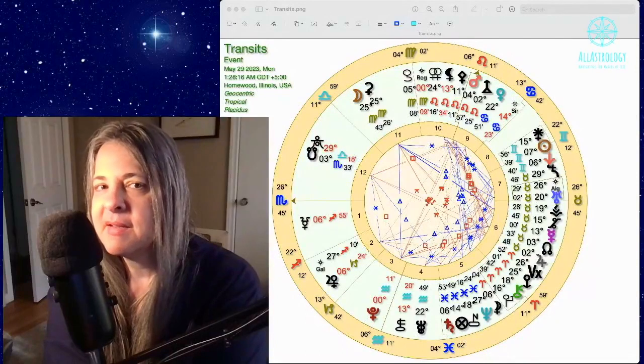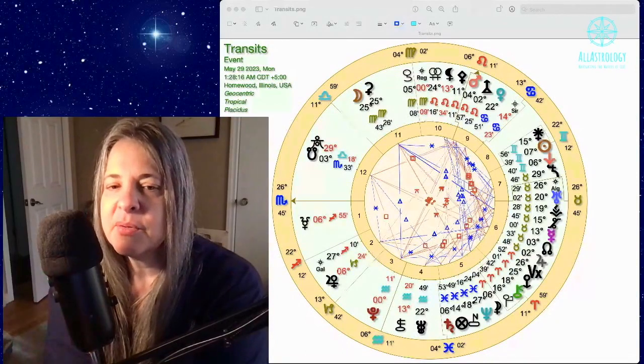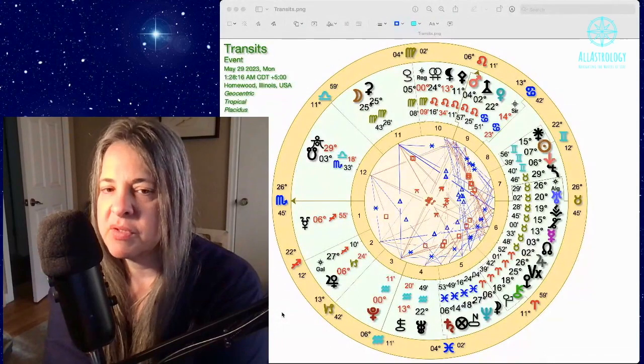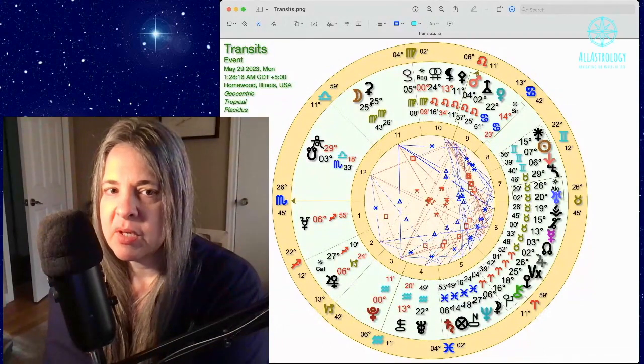And now we're going to pull up a chart. Ta-da. So what I'm going to do is go one by one. I don't know how many parts this will be. We'll see. We shall see.